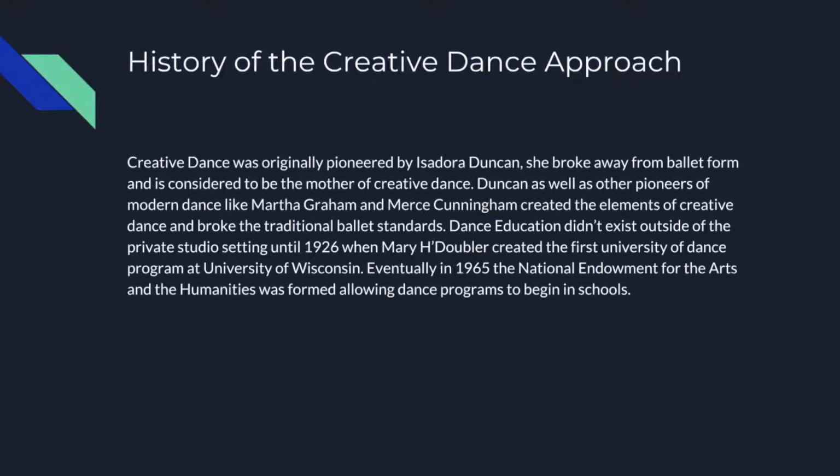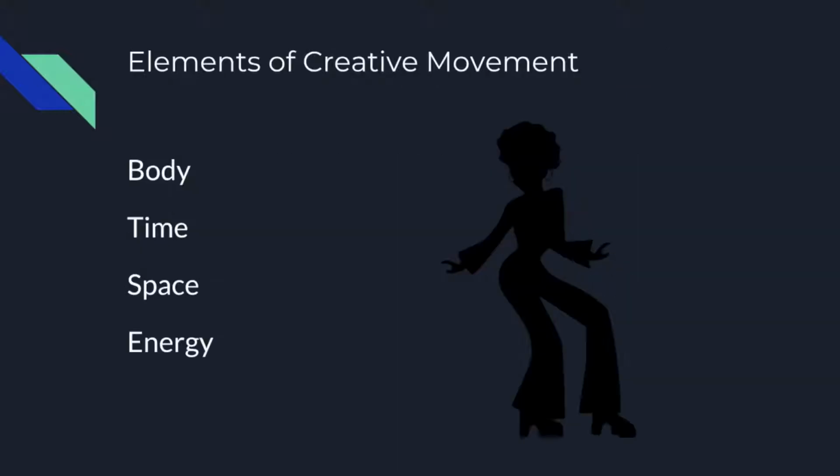Dance education didn't exist outside of the private studio setting until 1926 when Mary H. Dubler created the first University of Dance program at the University of Wisconsin. Eventually, in 1965, the National Endowment for the Arts and Humanities was formed, allowing the dance programs to begin in schools. First thing is the elements of creative movement.